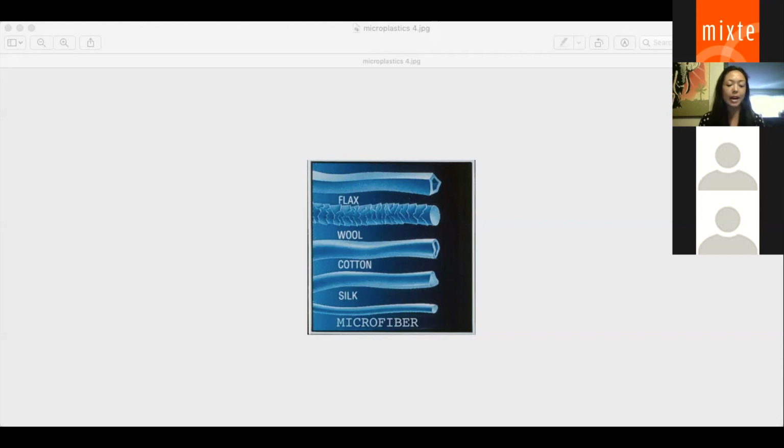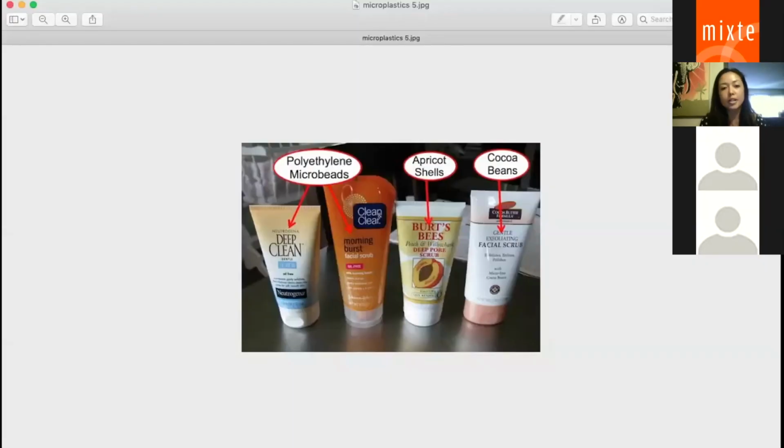Another picture we have for you is our different types of face products and cosmetic products that have those microbeads. So on the left, we have some companies that were utilizing polyethylene plastic microbeads to exfoliate, versus on the right side, brands utilizing natural and organic materials to do the same exfoliation as well.